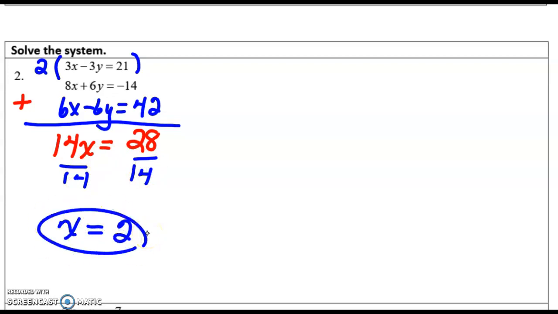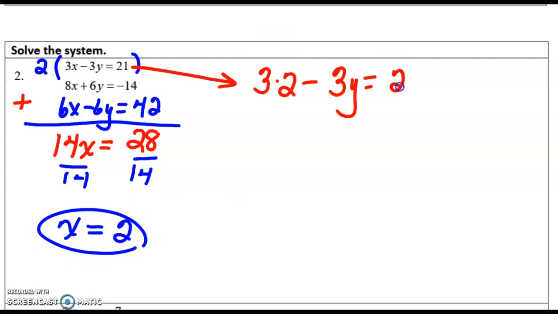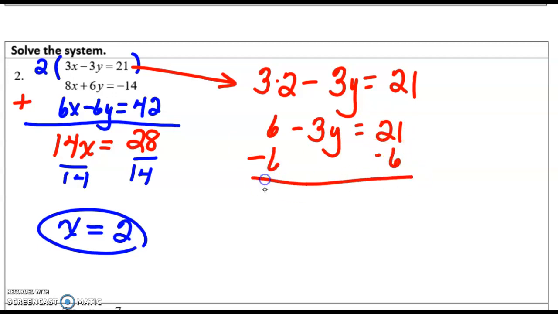Once we know one variable, just go up into one of your equations. It doesn't matter which one you go into. It has to have two variables. And find the other one. I'm just going to go in this original top one. So I'm going to say 3, and I know the x value is now 2, minus 3y is equal to 21. So I get 6 minus 3y is equal to 21. I'm going to subtract 6 from both sides, and I'm going to divide both sides by negative 3.